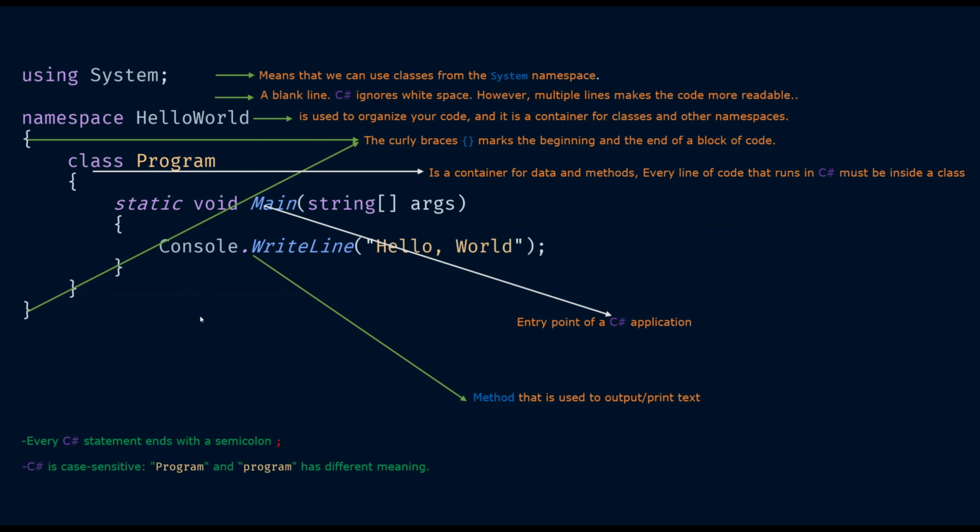Another thing to note is that C# is case sensitive. For example, if we have a Program with a capital P and a program with a small p, those are two different things. Case sensitive means that whether something is in caps, or the first letter is capital and another one is small, those would be referring to two different things.